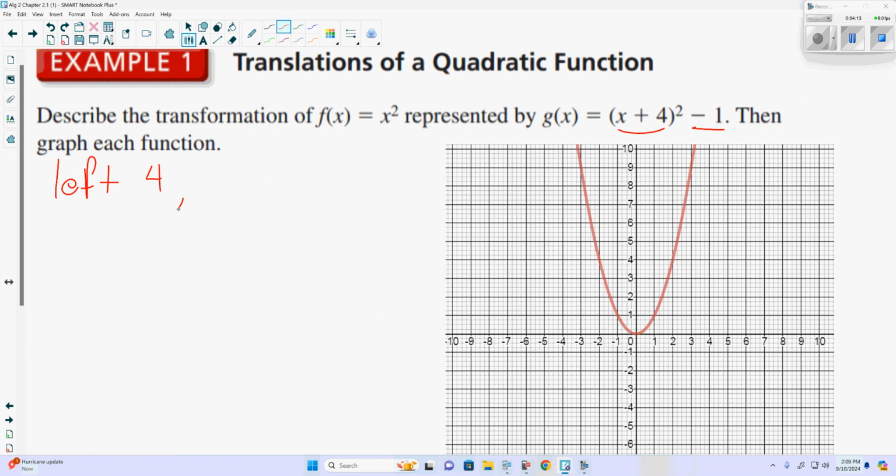Minus 1 would be down 1. Because up and down is exactly what it looks like. So since it's minus 1, it is down 1. Down 1, yes.